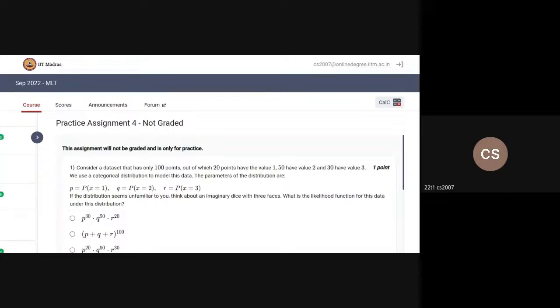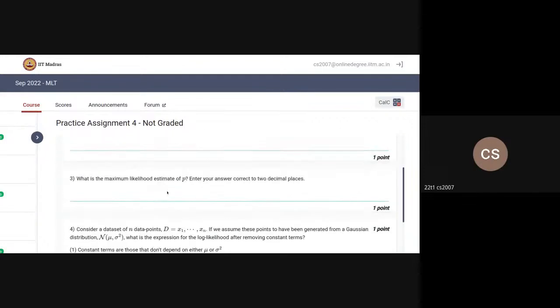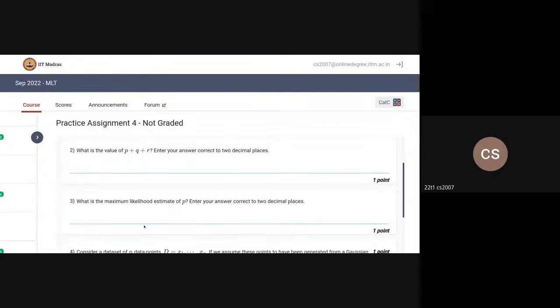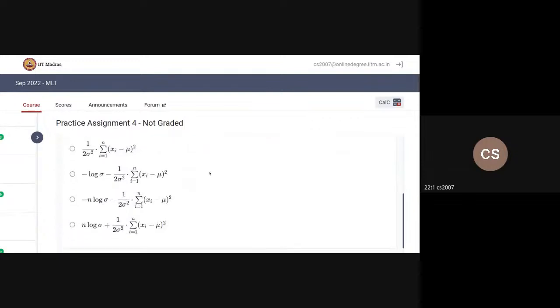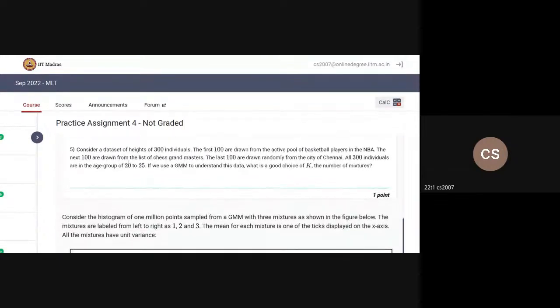So were you all able to solve this first problem? Yes. Okay. Right. So three you're able to solve. How to find the ML estimate for T? Yes, sir. Okay. Anything else? This 4 is okay. Question 5 is okay, right? Yes, sir. Okay.